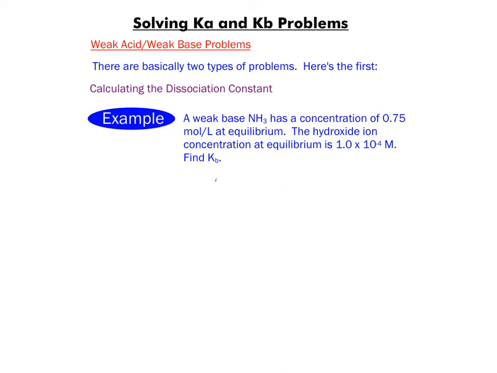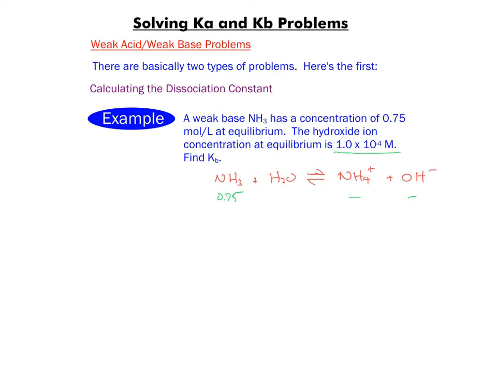It's going to be ammonia plus water gives us the ammonium ion and the hydroxide ion. So we know right off the hop that there's a concentration of 0.75 here. There's nothing here, nothing here. And this is the concentration at equilibrium of the hydroxide ion.